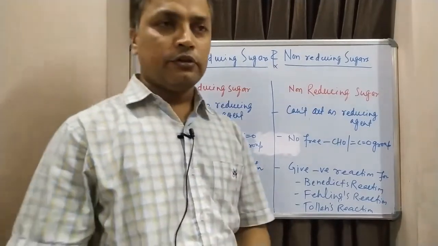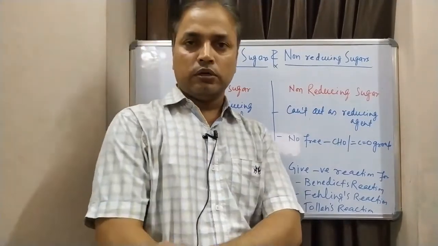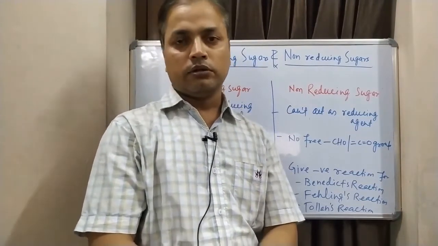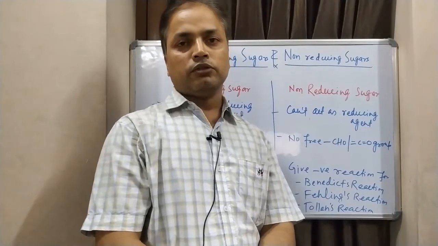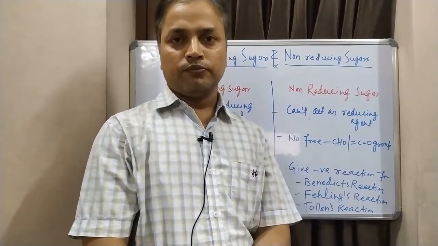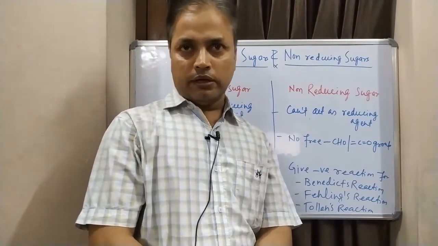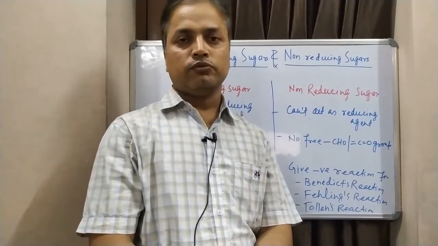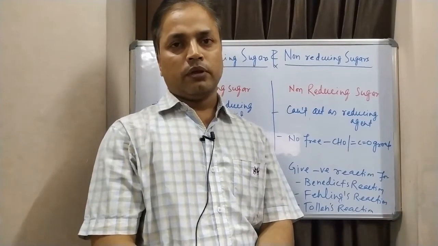If you see the definition of a reducing sugar, it is a sugar which has the power to reduce some other molecules. That sugar we normally call a reducing sugar. And a carbohydrate which does not have any power to reduce other molecules, we call a non-reducing sugar.